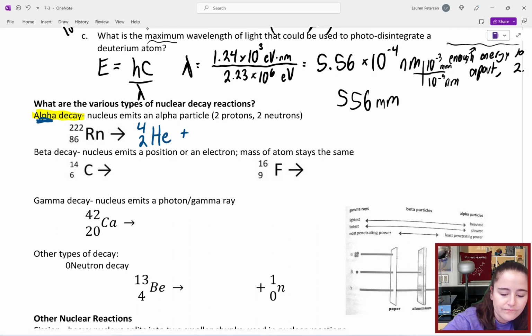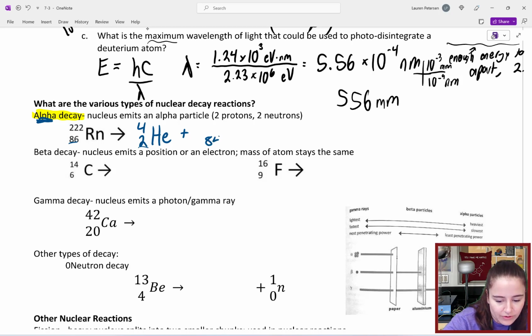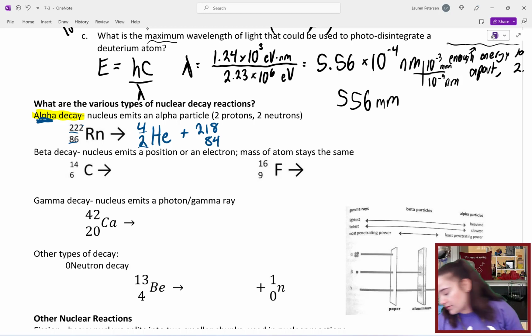And then we go by conservation of nucleon number. So 86, and then I have 2 there. So that means I'll have 84 left. 222, 4 there. That means that there will be 218 left. 218 plus 4 is 222. And then 84 plus 2 is 86. And then number 84 on the periodic table. Got a periodic table here. Gonna look at who number 84 is. That is polonium.